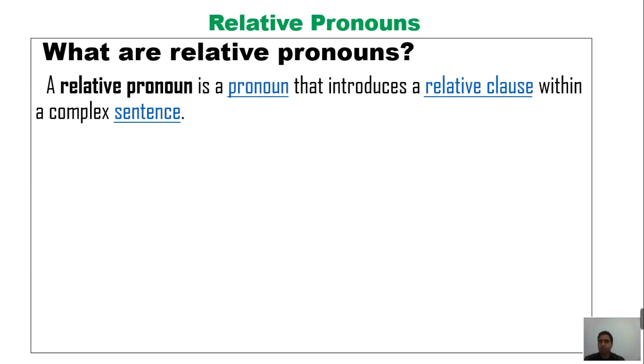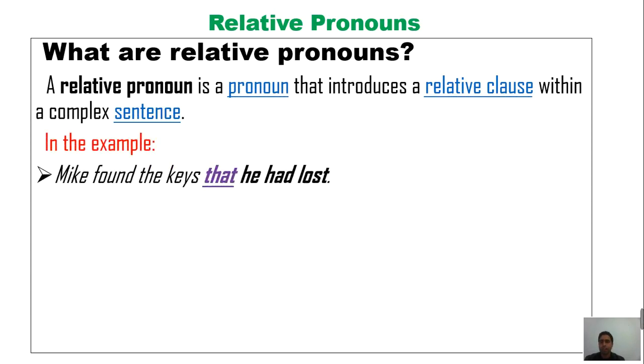Now let's give a definition here. What are relative pronouns? A relative pronoun is a pronoun that introduces a relative clause within a complex sentence. In the example here, Mike found the keys that he had lost. So here we have that, which is a relative pronoun. As we said, it can substitute or replace which, the keys which, or the keys that he had lost. So that introduces the relative clause, which is he had lost.